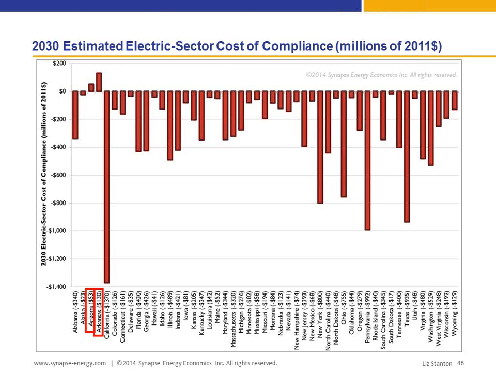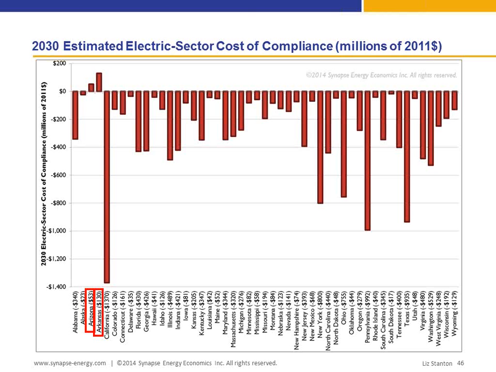It shows that for all states but 2, it's a benefit. That's what the negative cost is. It's a benefit to you. You would have reductions in rates in your state. There are 2 states, Arizona and Arkansas, that are going in the other direction. They have a small increase.